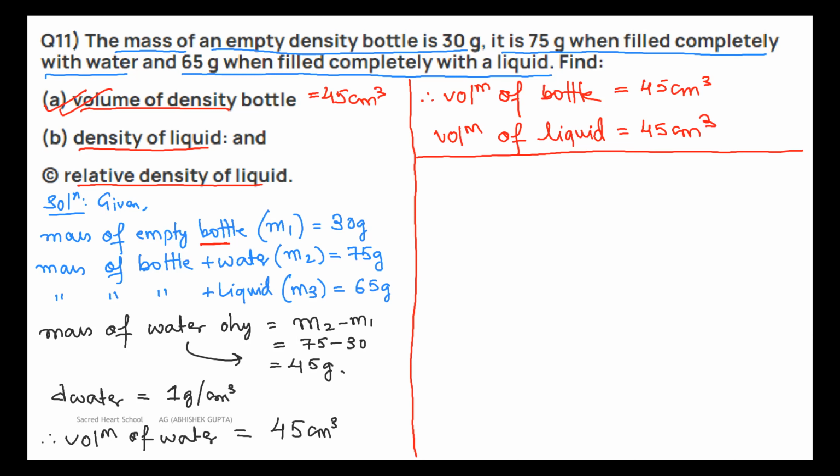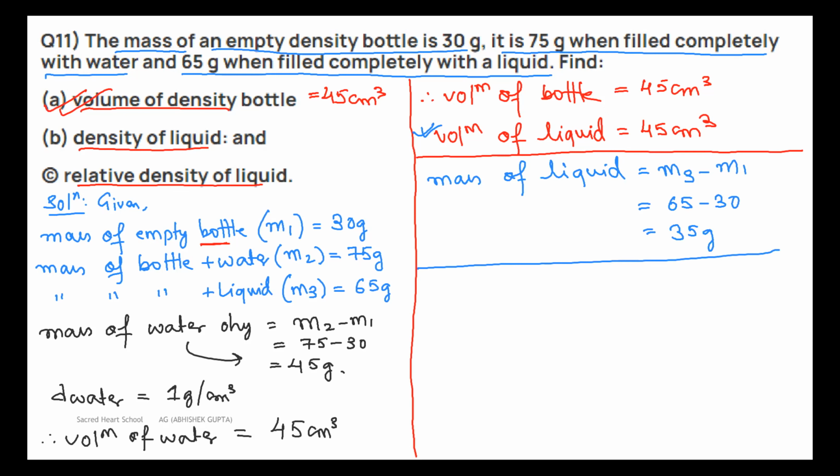We have already calculated the volume of liquid. Next, if we can calculate the mass of liquid, then density can be easily arrived at. Mass of liquid, how much is it? Can I say M3 minus M1? It should be 65 minus 30, which will be around 35 gram. So mass is done. Once mass is done and volume is done, we can easily say the density of liquid will be equal to mass of liquid divided by volume of liquid.